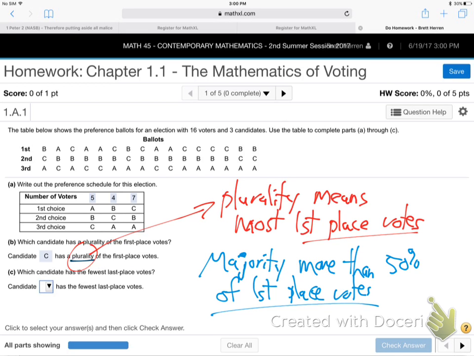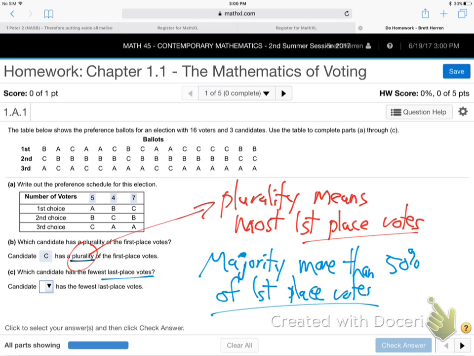Last, question C. Which candidate has the fewest last place votes? I don't know, just count them. Who has the fewest last? Look, it's easiest to look here. Who's got the fewest third choice? Who's not even there? B's not even there. Nobody put B last. Everybody put B first or second.